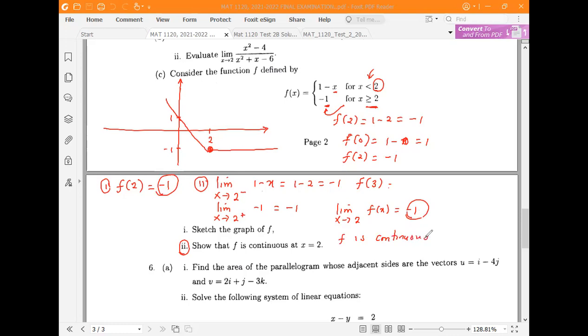Okay. To give a reason, the limit as x approaches 2 of f of x is equal to -1, which is the same value as f of 2. There are 3 properties. 1, you find f of 2. 2, you find the limit and compare those 2 values.